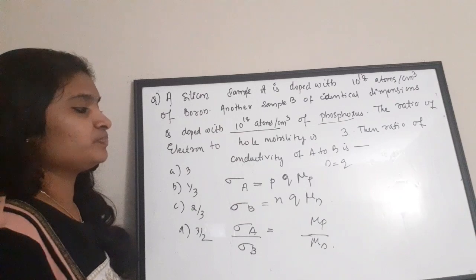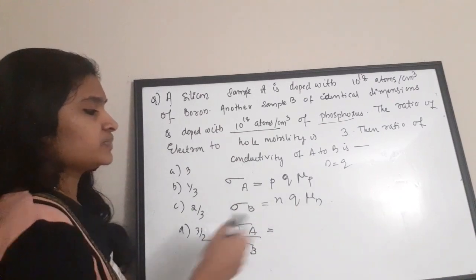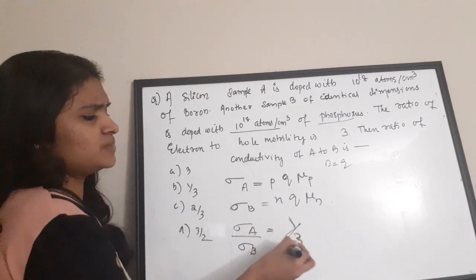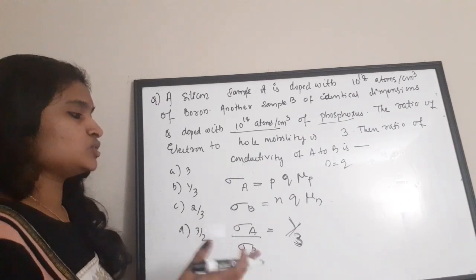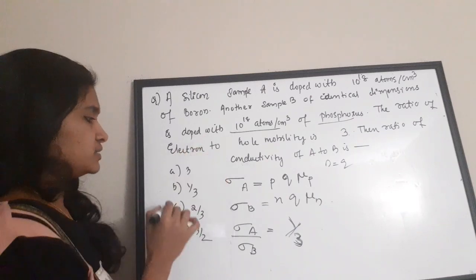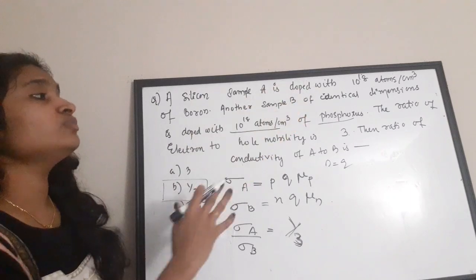So the value of hole to electron mobility is 1 by 3, right? Since the electron to hole mobility is given as 3, the reverse is the reciprocal, that is 1 by 3. So the ratio of conductivities of A to B will be equal to 1 by 3, that is your answer. The correct answer is option B, which is 1 by 3, the ratio of the conductivity.